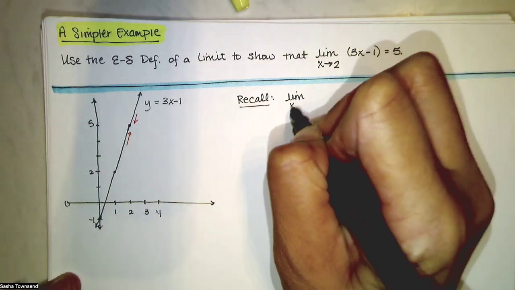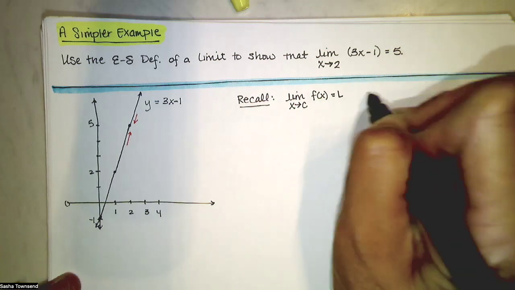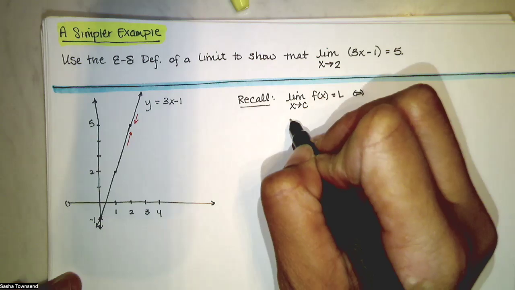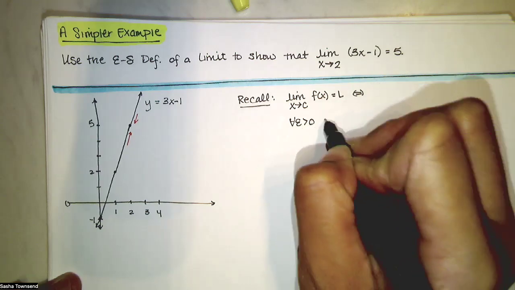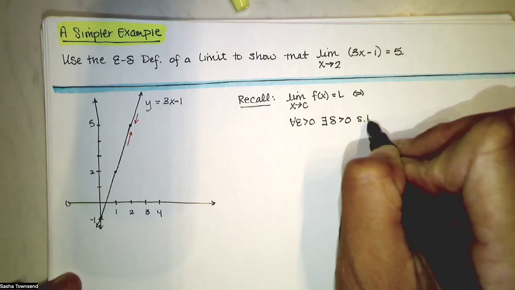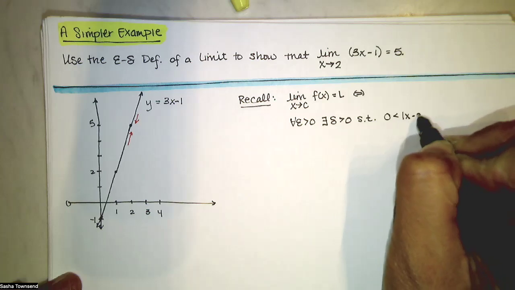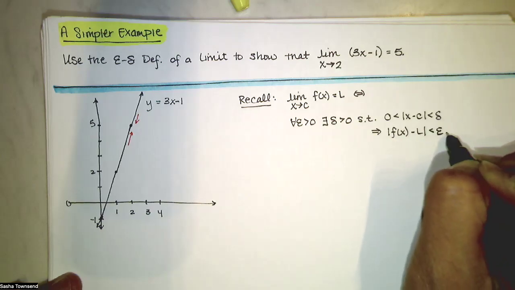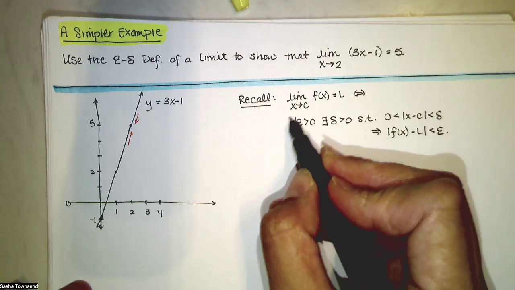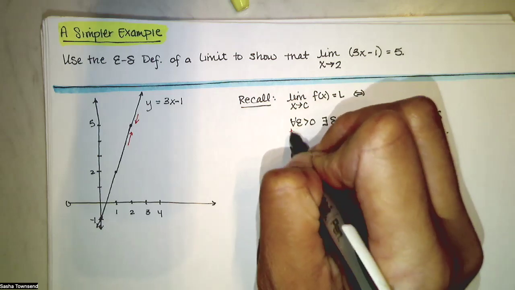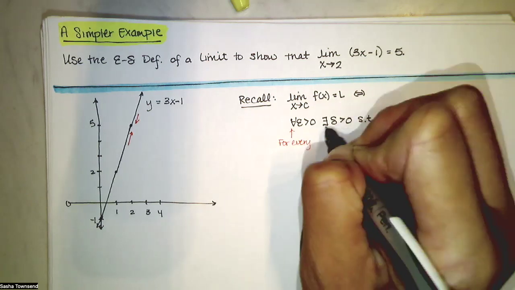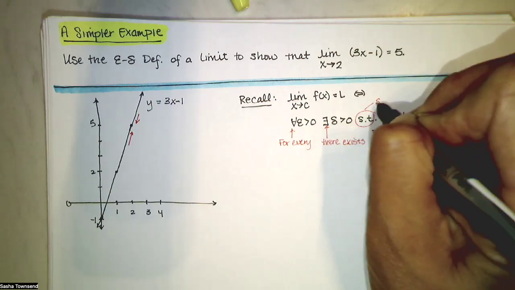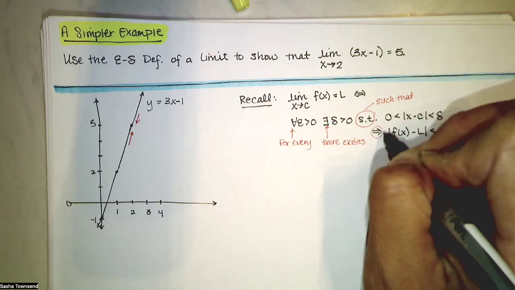The limit as x approaches c of f of x is equal to L. That equation is equivalent to the following statement. For every epsilon greater than 0, there exists a delta greater than 0, such that 0 is less than the absolute value of x minus c, which is less than delta, implies that the absolute value of f of x minus L is less than epsilon. We've already talked about this definition, and this, remember, means for every. And this means there exists. And this means such that. And this arrow means implies.